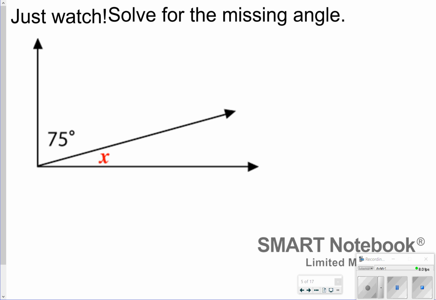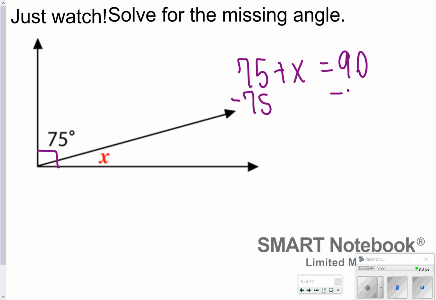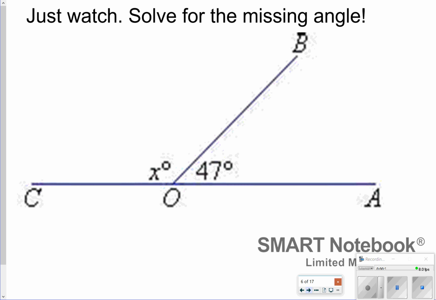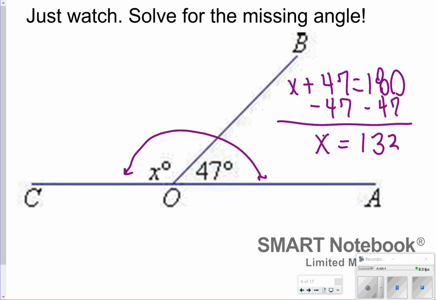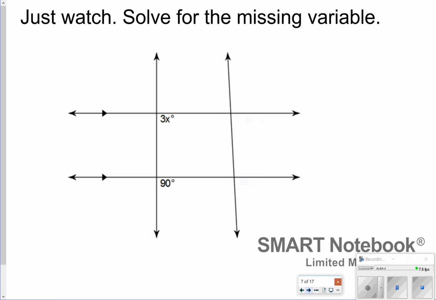For this one, we know that these two angles added together will be equal to 90 degrees. So 75 plus x equals 90, and to solve for x, I would just subtract 75 from both sides so that x is equal to 15. Pretty simple there. For the next one, again, these two angles added together make a straight angle, which is equal to 180. So x plus 47 equals 180. To find x, I would subtract 47 from 180, and I would get x is equal to 133.